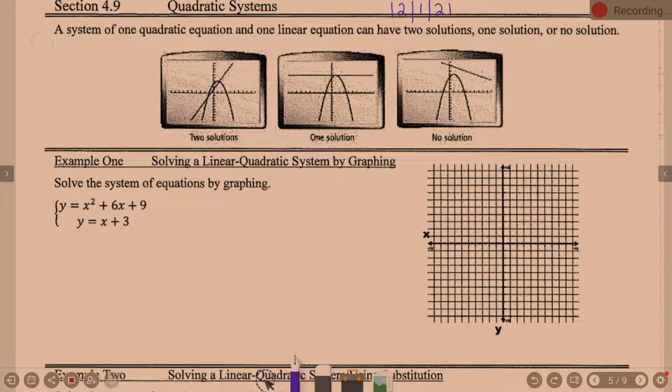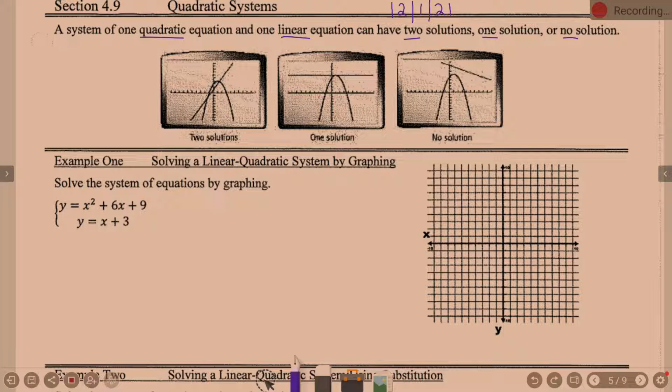But when we solved systems of equations, it was always 2 lines, 2 linear equations. And we practiced graphing, and we did substitution, and we did elimination. Today, we're doing a little bit of all of those. But today we're talking about when it's not 2 lines, but it's a quadratic and a line. So a system of 1 quadratic equation and 1 linear equation can have 2 solutions, 1 solution, or no solution. And so I want to look at those possibilities.